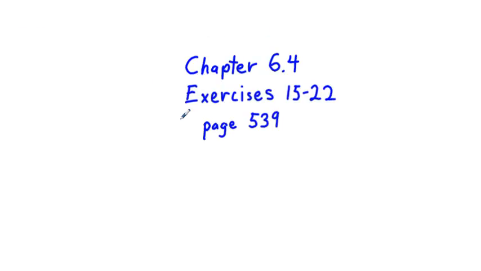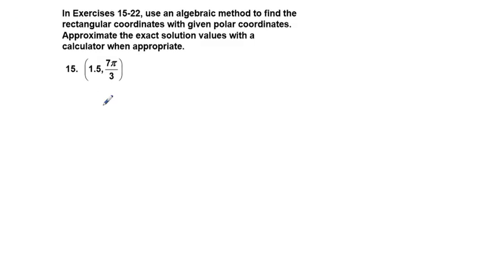Chapter 6.4 exercises 15 through 22. This section in the book, 6.4, has to do with polar coordinates. And we're going to do the odd number problems in this set: 15, 17, 19, and 21. Exercises 15 through 22 use an algebraic method to find the rectangular coordinates with given polar coordinates. Approximate the exact solution values with a calculator when appropriate.